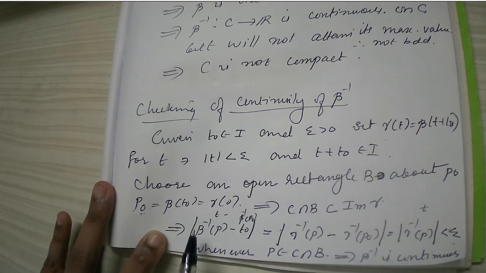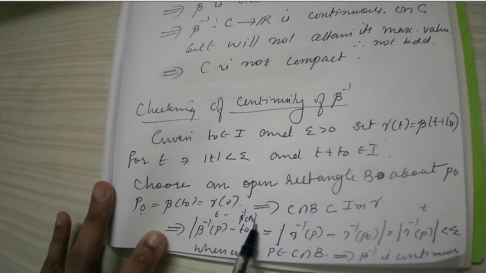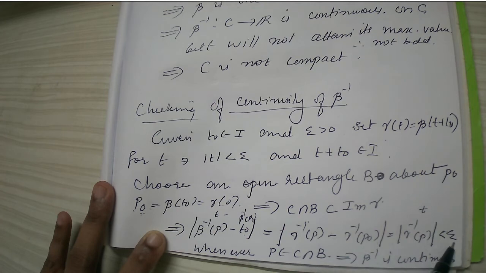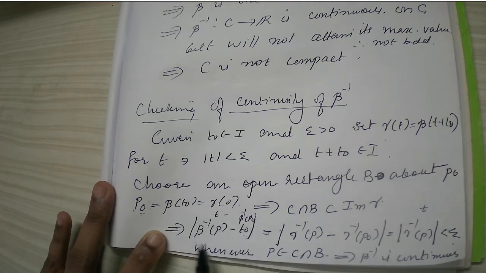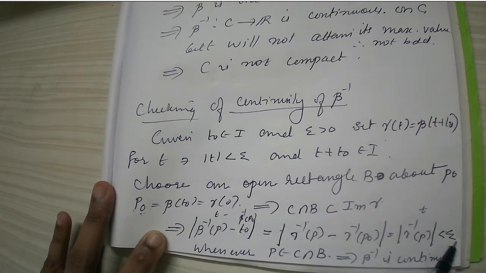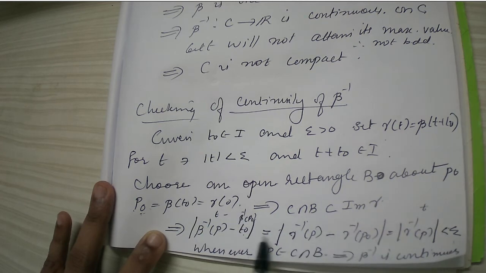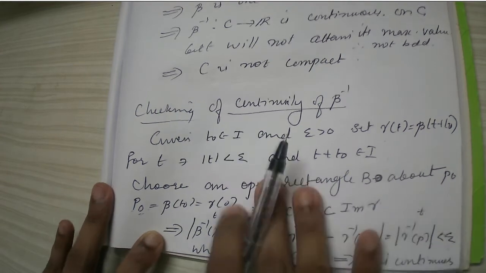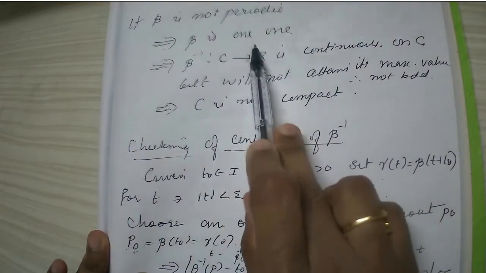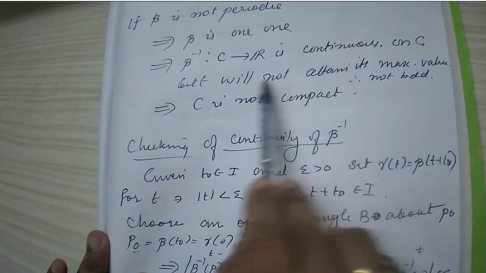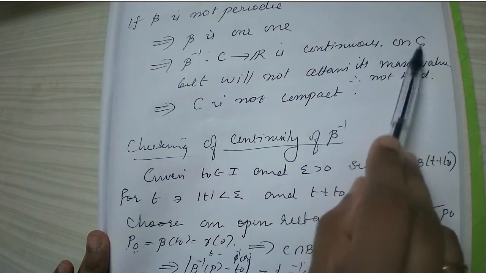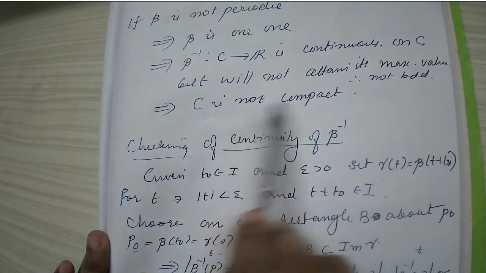Once again, what we have done: beta inverse of P minus beta inverse of P naught, how we are taking T minus T naught, that is the same as this, which you can write in this formula, which is less than epsilon. Okay, so that means you can say that beta inverse is continuous. So since beta is 1-1 and beta inverse is continuous, it will not attain a maximum value, right? So that C is not going to be a bounded thing, so that means C is not compact.